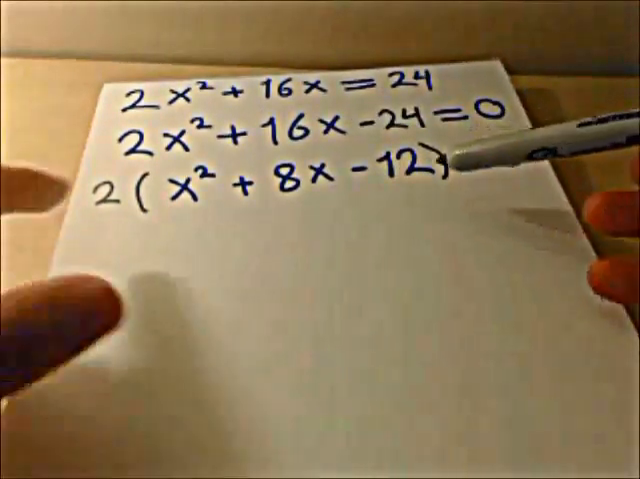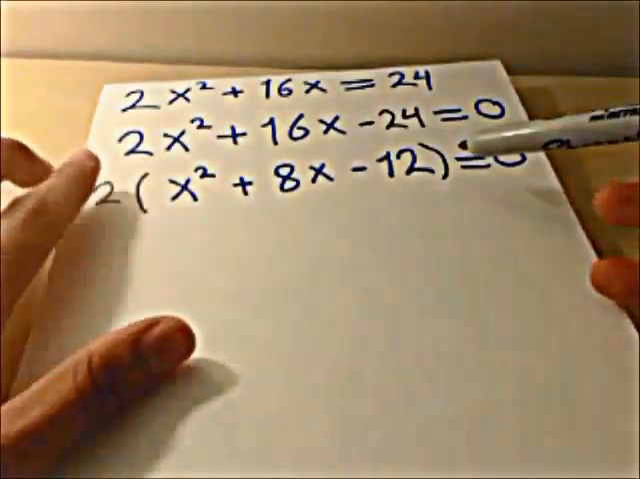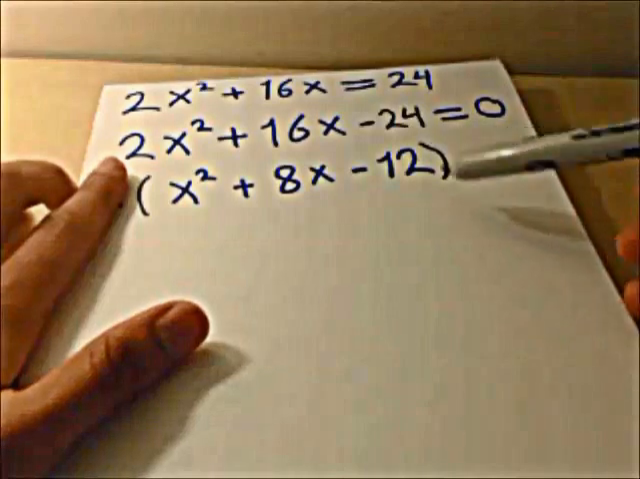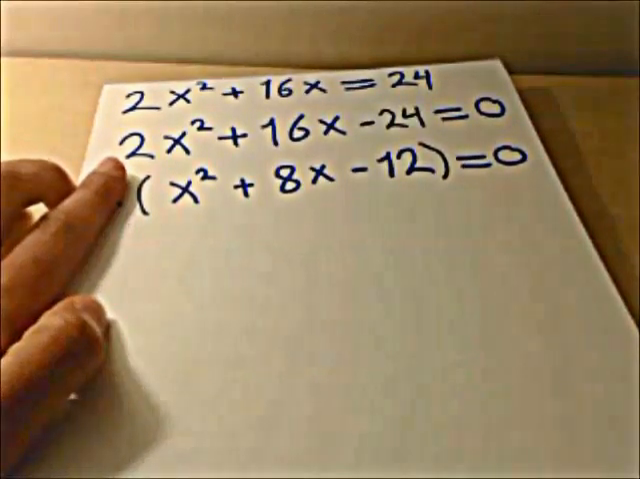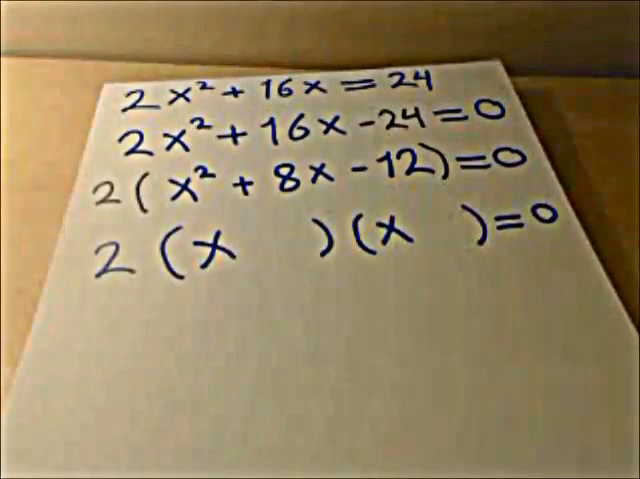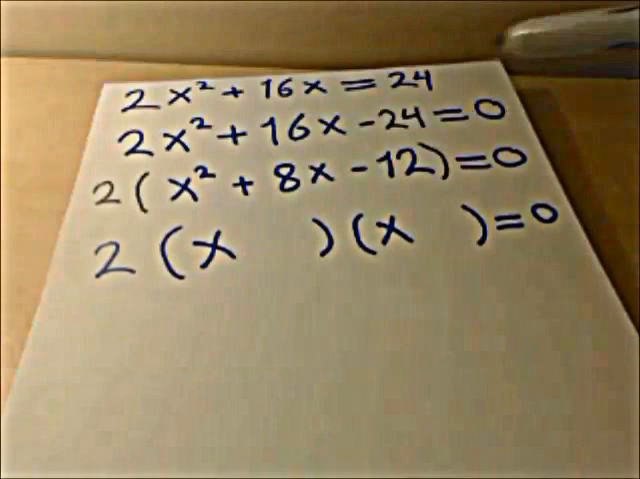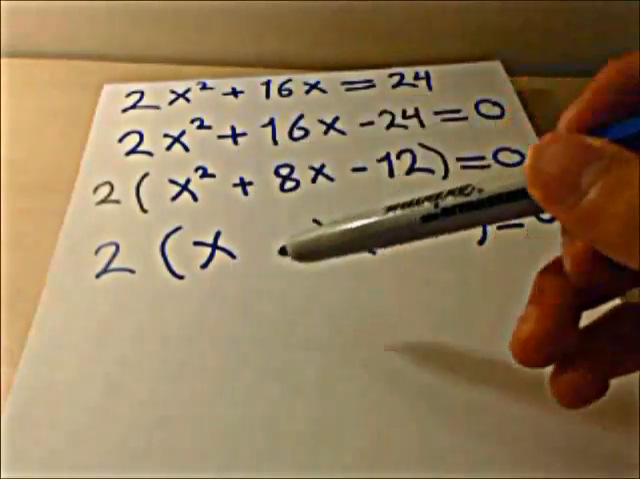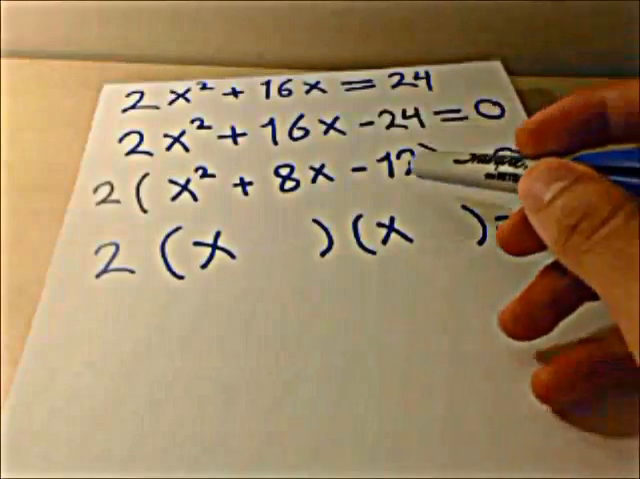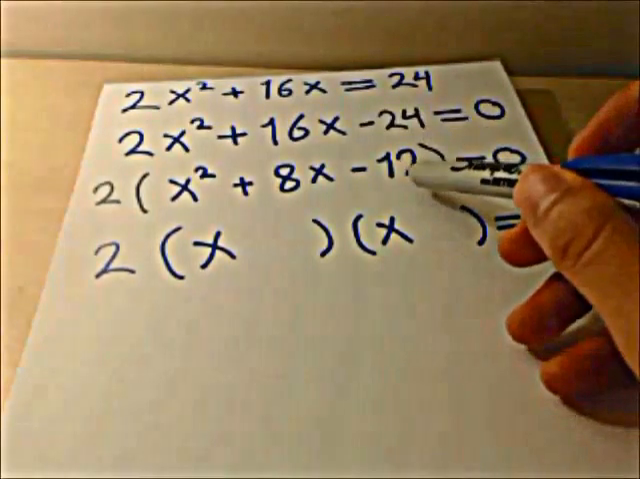And now just like we did in the last example in the previous video, we've got our quadratic equation that we need to factor into 2 parentheses. So now we factor our quadratic equation. We've got our x and x to get x squared. Now we need to get two numbers that multiply to 12.